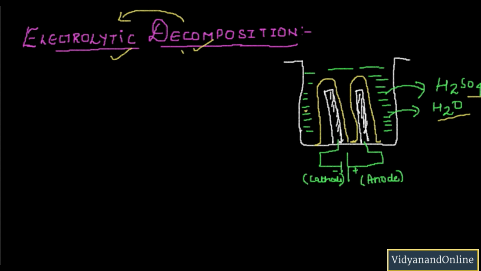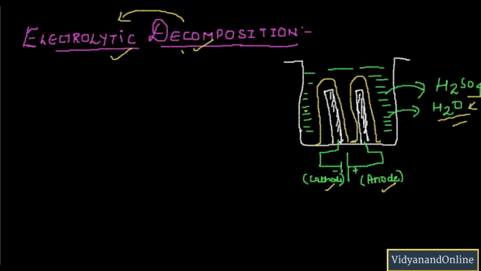This is because water is a covalent compound and that is why it cannot ionize. So in order to make water a good conductor of electricity, we add sulfuric acid, but in a very small amount. Now we also have two conducting rods which are connected to a battery. The negative terminal is the cathode and the positive terminal is the anode. To this we have inverted test tubes.